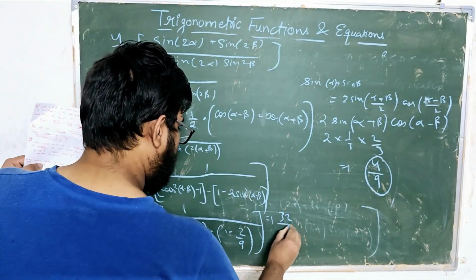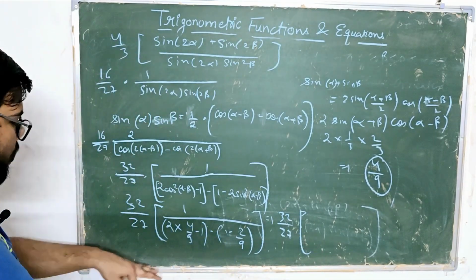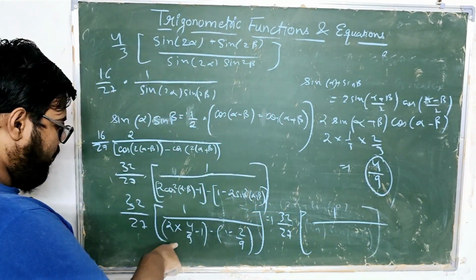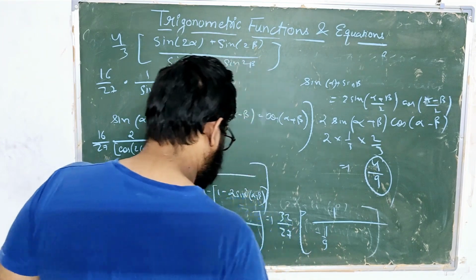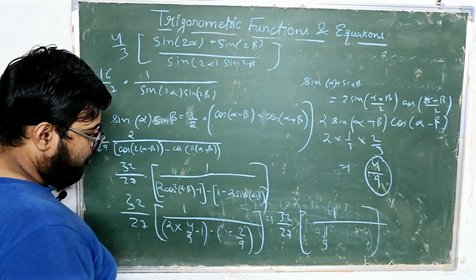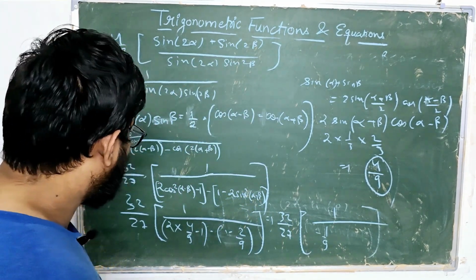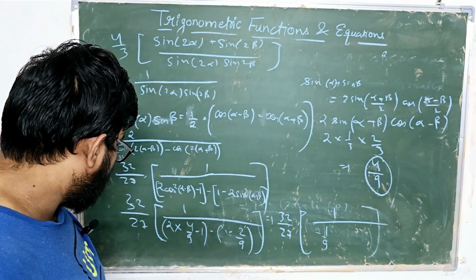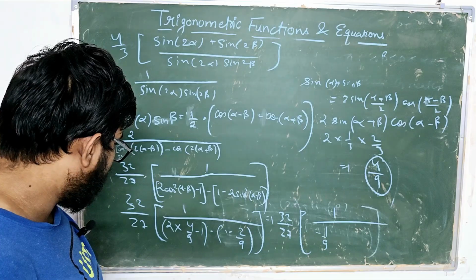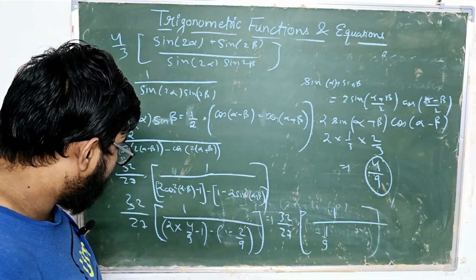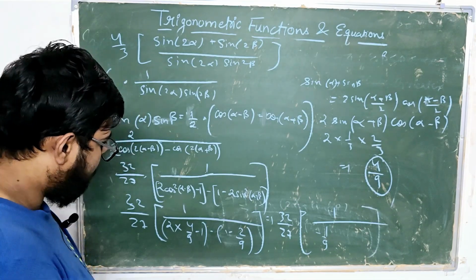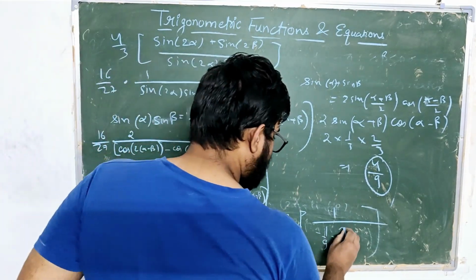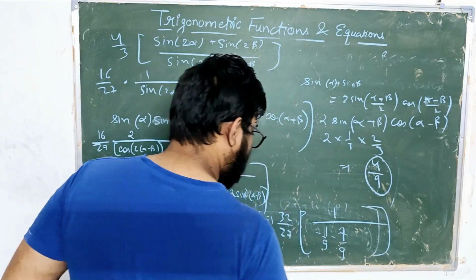So we have 32 by 27. We have 8 by 9 minus 1, so it will be negative 1 by 9. And over here, what we will get? This 2 into this will become negative 1. Okay. And 1 minus this expression will be 7 by 9. Okay. Negative 7 by 9. Okay. So we got this expression.